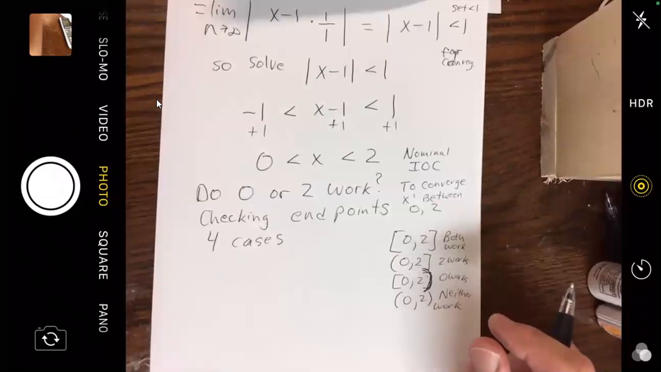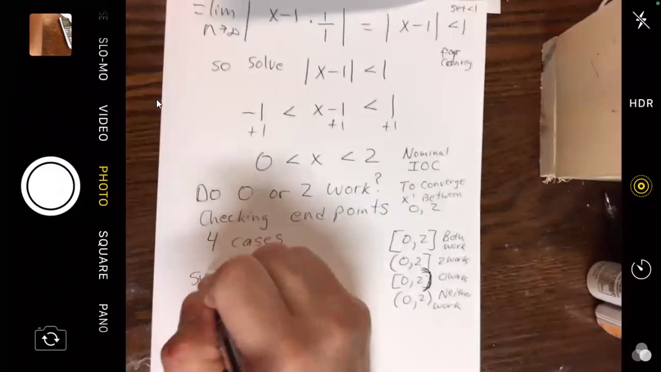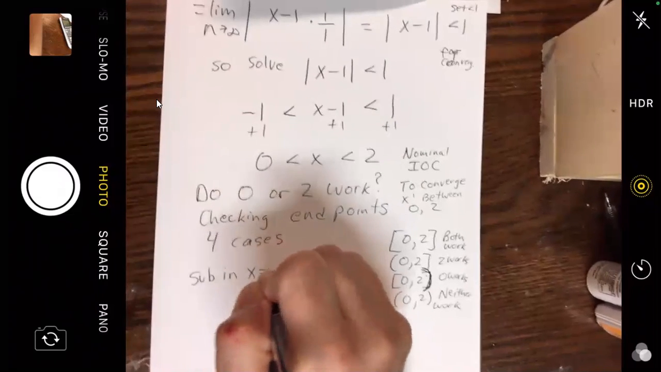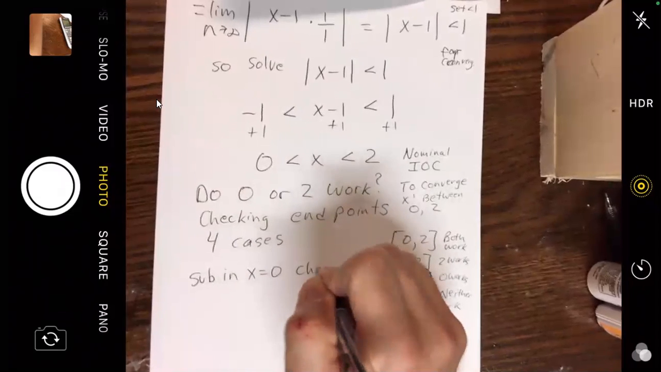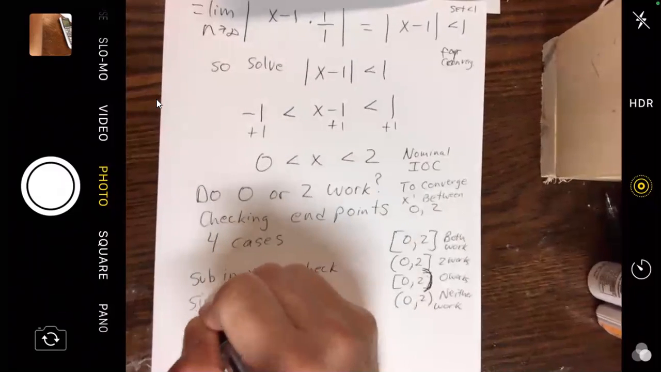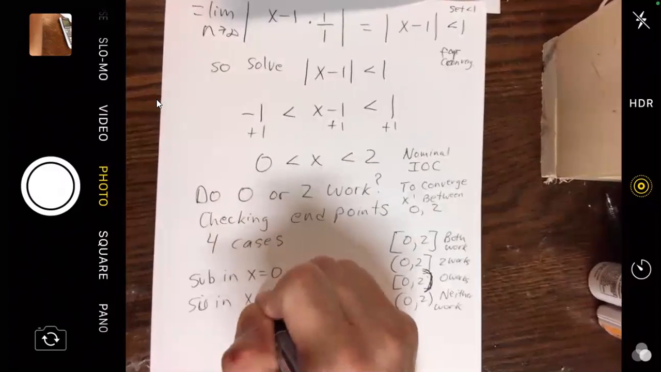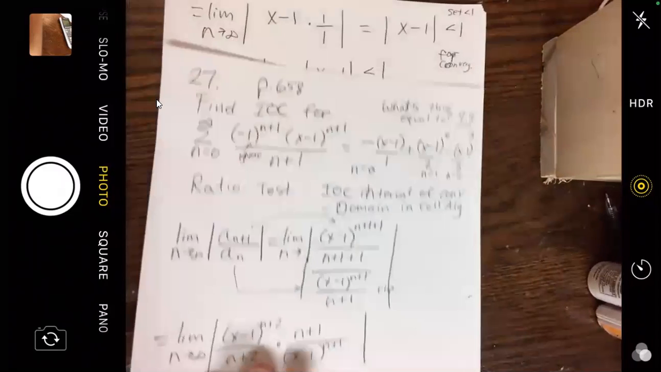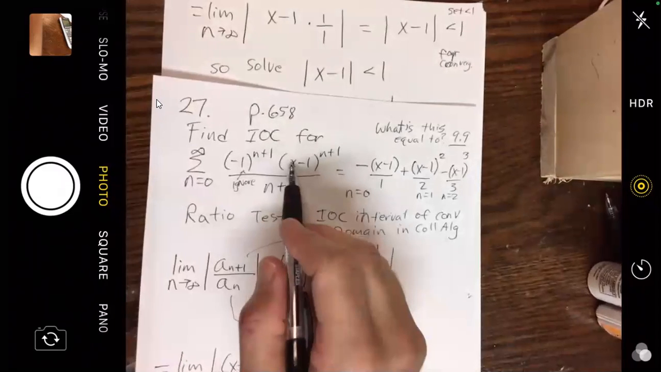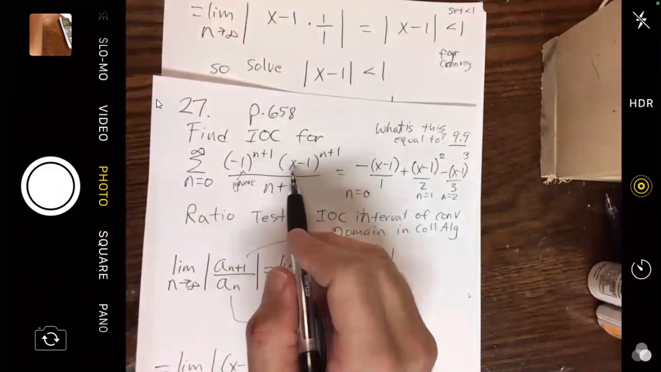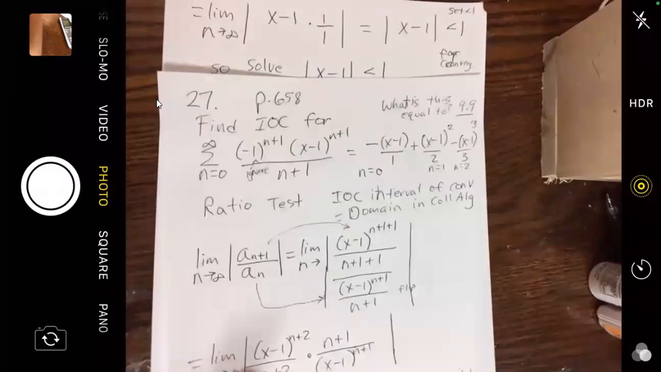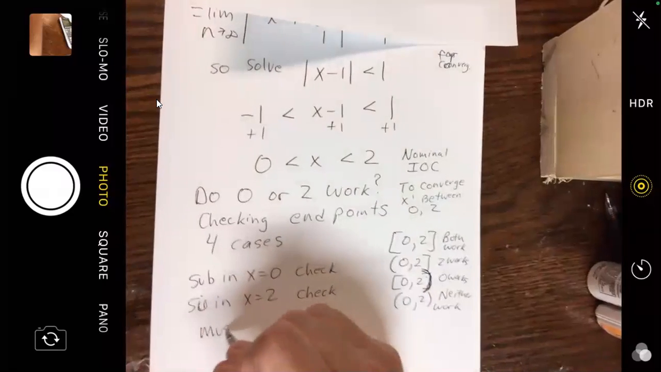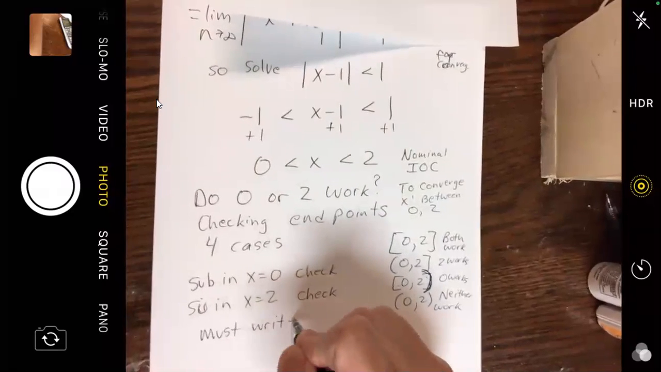So that's where we've got to charge in. We've got to sub in x equals 0 and check, and sub in x equals 2 and check. The thing is, you can't really tell just from subbing in. I'm subbing them into the original series. And you can't tell. You've got to write it out. You must write out the pieces. That's what makes these so long to tell.